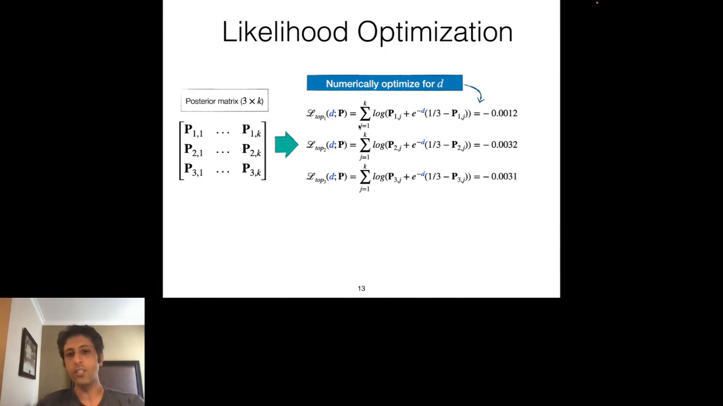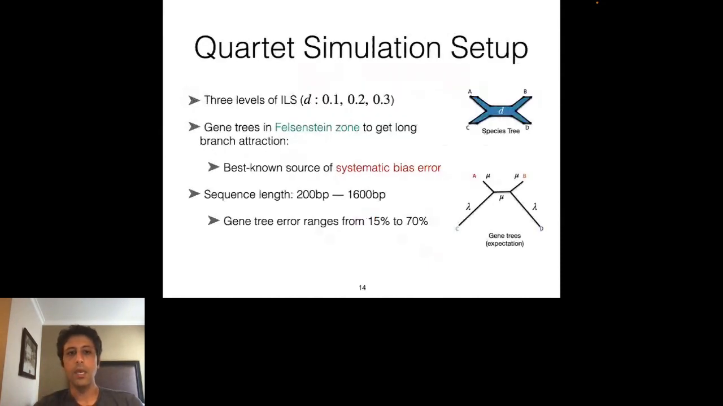So you have 3 topologies. For each of them, you maximize the likelihood, you find D, but also the likelihood, and you can pick whichever one gives you the maximum likelihood as the topology, right? So that's all there is to it. If you have only one quartet, that's the method.